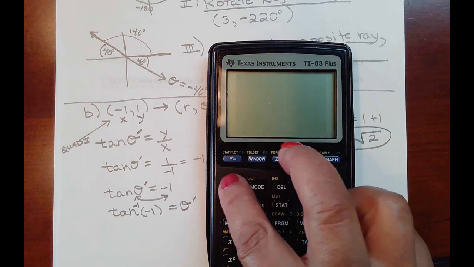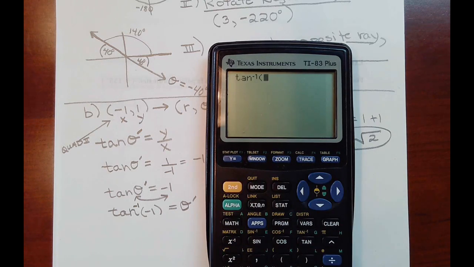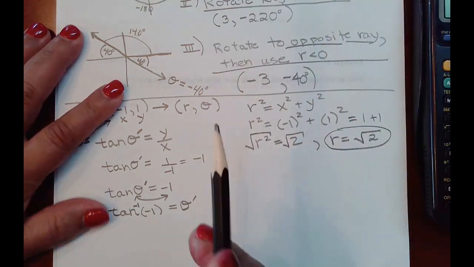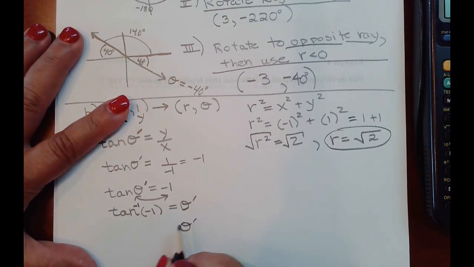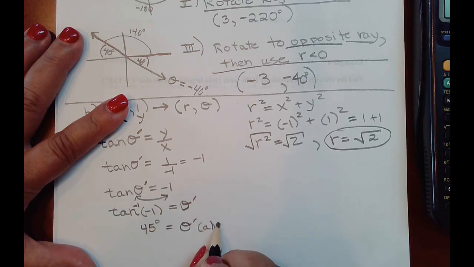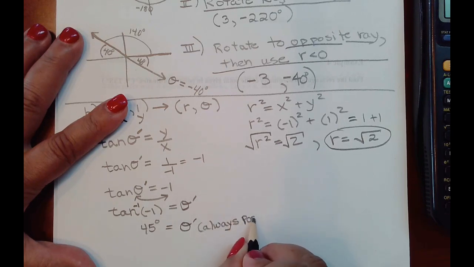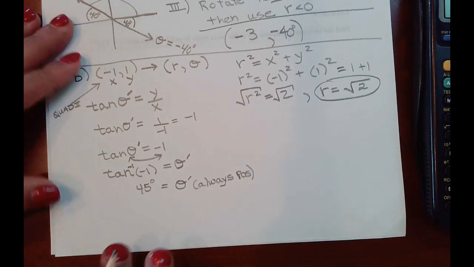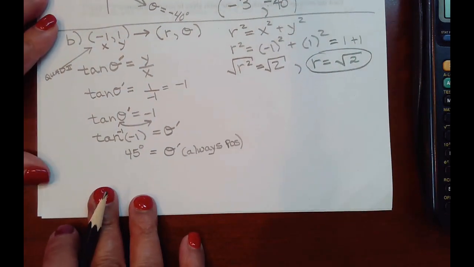And then we're going to do second inverse tan of -1. See, it tells us -45, but reference angles are always positive. So just 45 degrees. I'm going to put a little note about that so you can continue to work on that. Always positive for your reference angle.